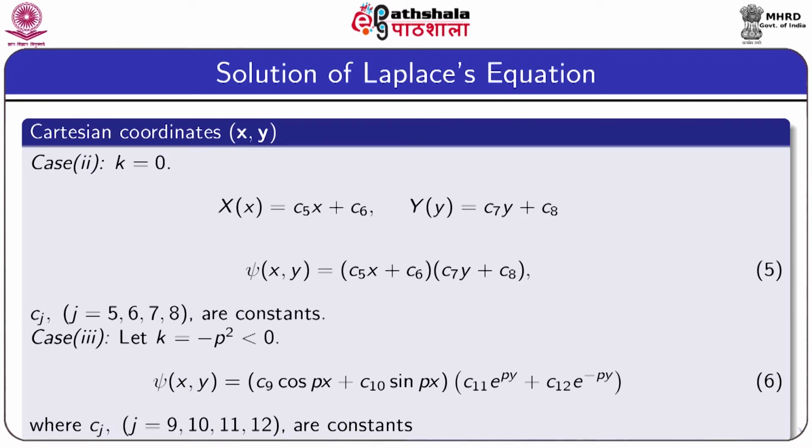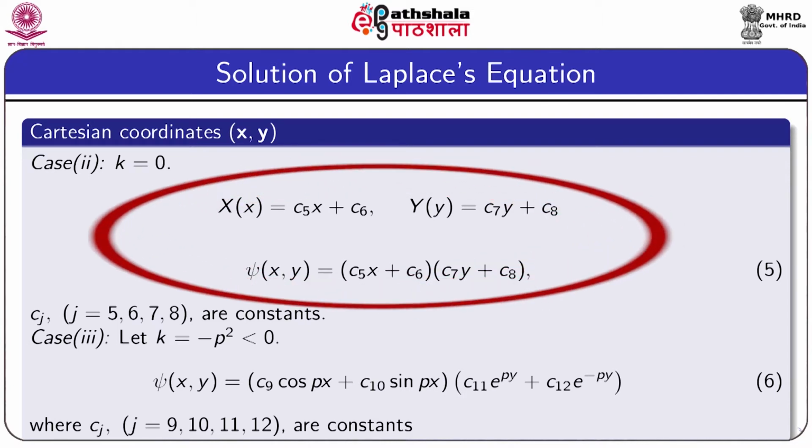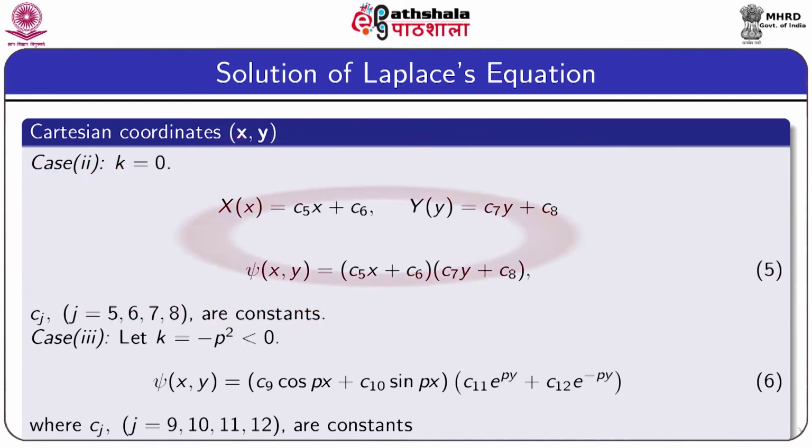Now, come to the case when k = 0. When k = 0, the equation becomes d²X/dx² = 0. So, its solution is C5 x + C6, and the y equation becomes in the same form d²Y/dy² = 0. So, its solution is C7 y + C8. So, ψ becomes (C5 x + C6)(C7 y + C8), where Cj's for j = 5, 6, 7, 8 are constants. The case left is when k is a negative number.